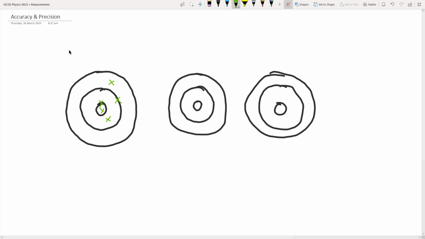So this, I will say, is accurate but not precise. I will define these in a moment, but for now let's look into this diagram. Now another player comes out and shoots these darts. He's not able to hit the center, but he's able to maintain the closeness between the darts. So this, I'm going to say, is precise but not accurate.